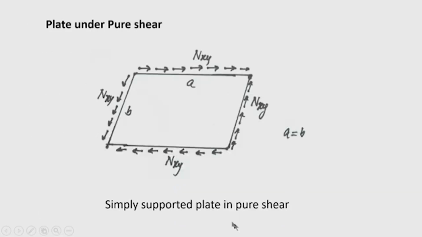Okay. Now, here we take a problem of plate under pure shear. So, this pure shear case is commonly seen in case of a plate girder, say the web of a plate girder. For example, this is the web of a plate girder, a portion of a panel of a plate girder, web panel of a plate girder.